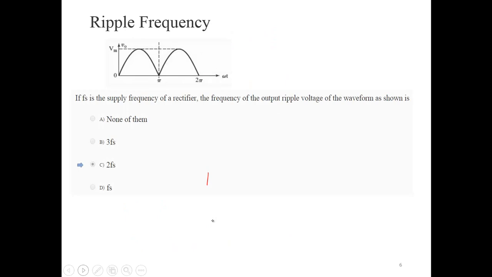Now the ripple frequency. In one period of the fundamental cycle, there are two pulses. That means the frequency of that pulse will be equal to 2 fs. The ripple frequency of that will be 2 fs, from the 2 pulses.